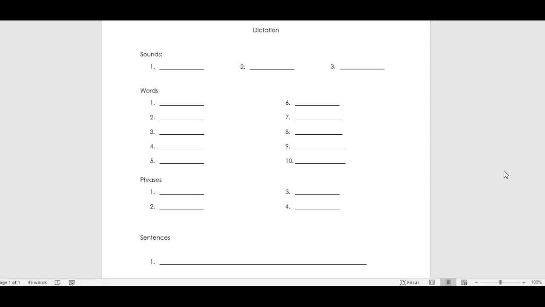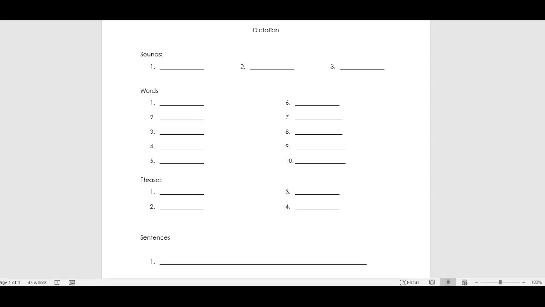For number one, please say zzz. What says zzz? And then write what says zzz for number one. Number two, say quoi. What says quoi? Write what says quoi for number two. Okay. Number three, say y. What says y? Write what says y for number three.